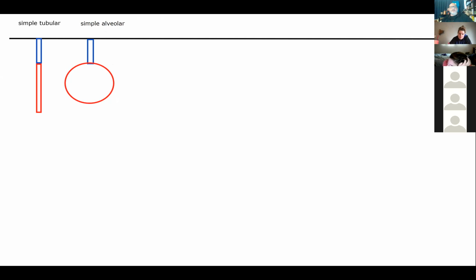We're getting there. What if I have one duct? And I don't know if this will let me do this, so I'll have to draw it. Two long, narrow, thin secretory structures. How would we identify this gland? Branched tubular.